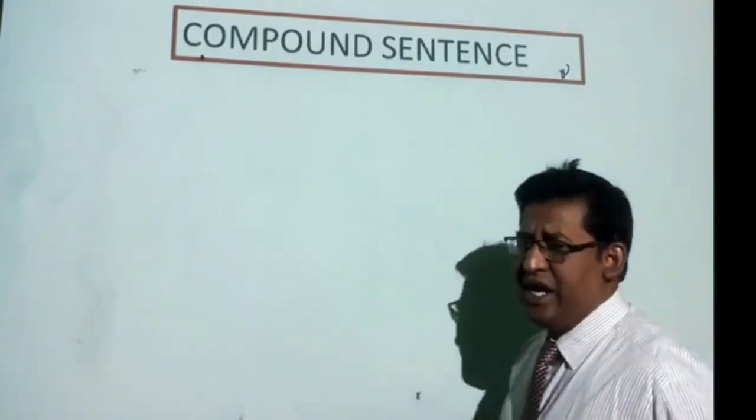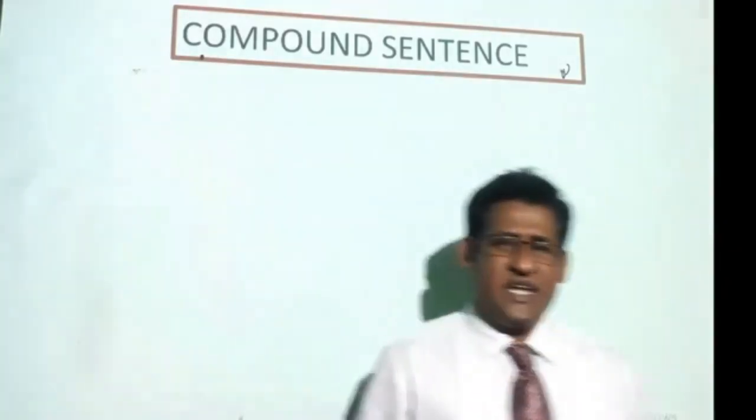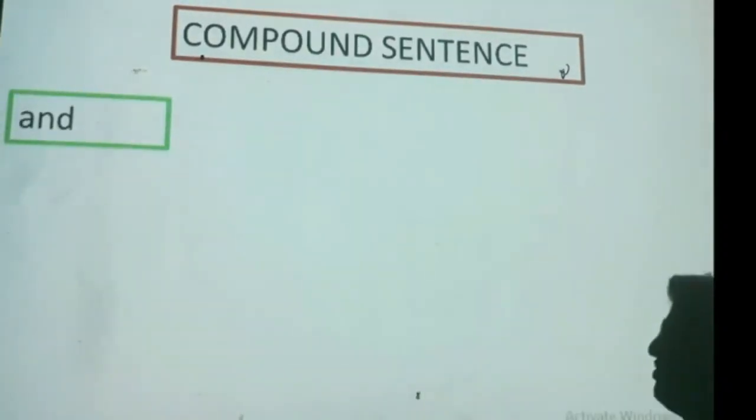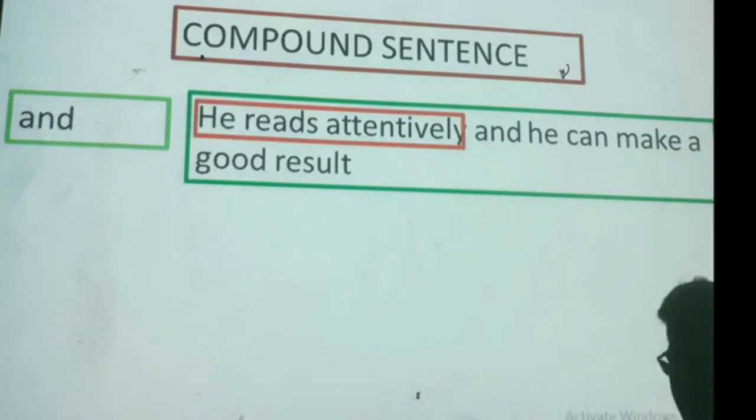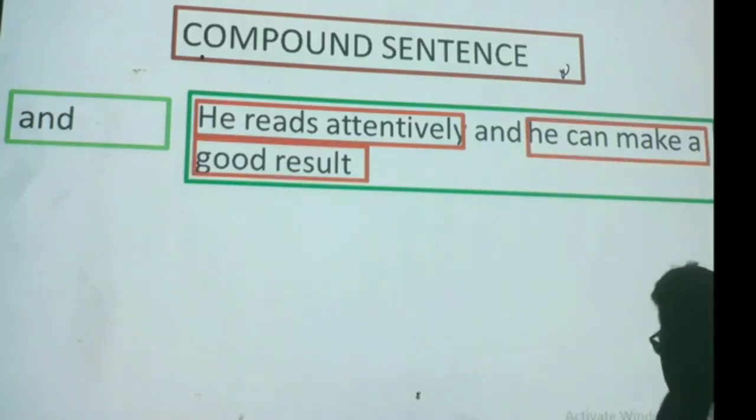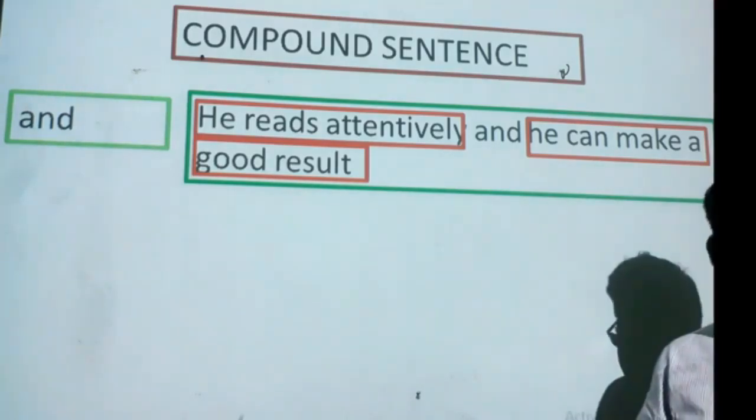Now we will know how to identify compound sentence. When we see "and" in a sentence. Example: He reads attentively and he can make a good result. He reads attentively. This sentence is the first sentence. And he can make a good result. This sentence is the second sentence. That means there are two sentences here.